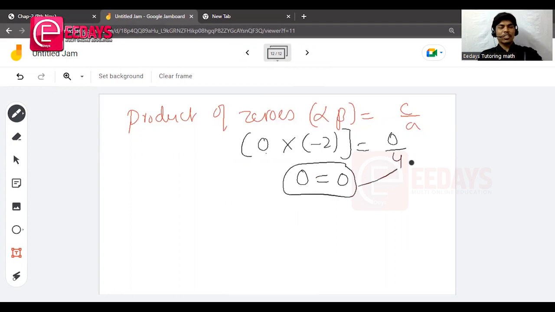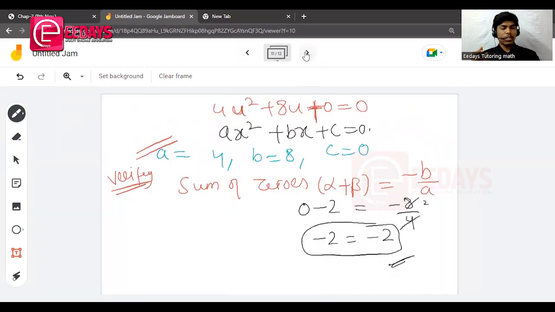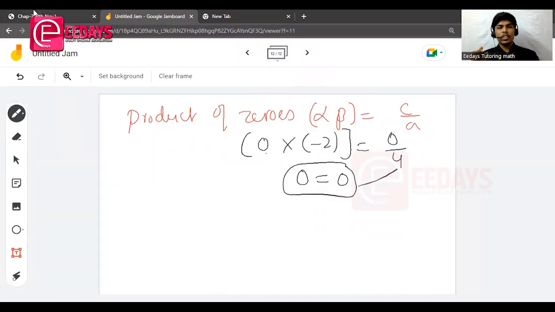I think the fourth question is simple, right? We didn't do any splitting middle term process. We just took the common factor and finally we got alpha and beta easily. Now the verification is also simple, because here 0 is there.